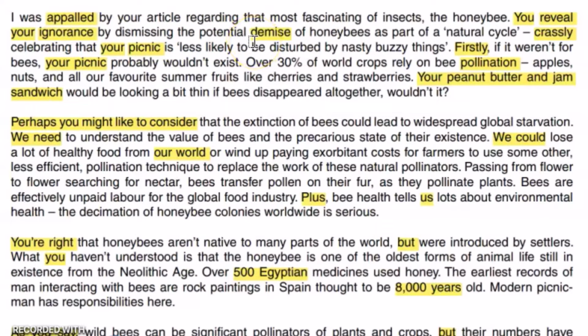Demise, look at the word demise now. It means death of honeybees. As part of the natural cycle, crassly celebrating that your picnic is less likely to be disturbed by nasty buzzy things. Crassly is a word that is used for insensitive people. It means how insensitive you are. So you see, in the first paragraph, you are just having that direct speech, which must be said by the writer of the article. You are quoting the same wordings within speech marks. That's why you are just mentioning the reasons for writing your letter, that such things were used by the writer.